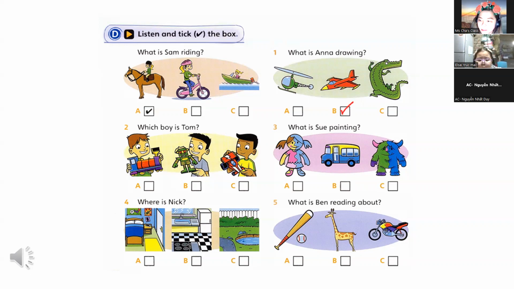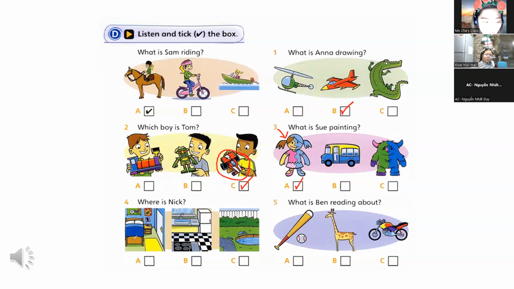Which boy is Tom? C. Good. He has a car. Okay. What is Sue painting? Is it C? B? Is it B? A. Letter A. All right. So she's painting her doll. Yes, and her dad said, "Oh, the same with her favorite blue monster," right? She just said that both of them are blue, okay? But Sue is painting the doll, right?